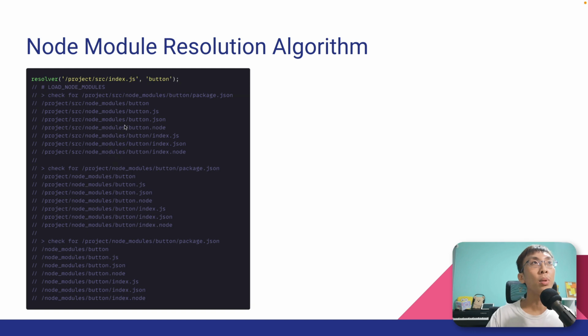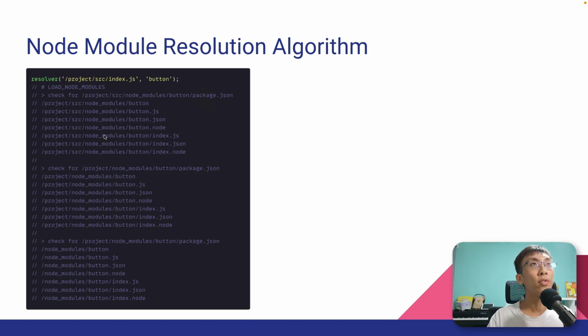And if you specify something like button without a / or ./ in front, then this will be treated as node modules, which will try to look for the node modules folder recursively towards the root path. I think it's a bit small, but let me try to read it to you. You will go to project source node modules button to look for package.json and try to load that as a directory, in which you will try to look for different files like button.js, button.json, button.node, and all these.